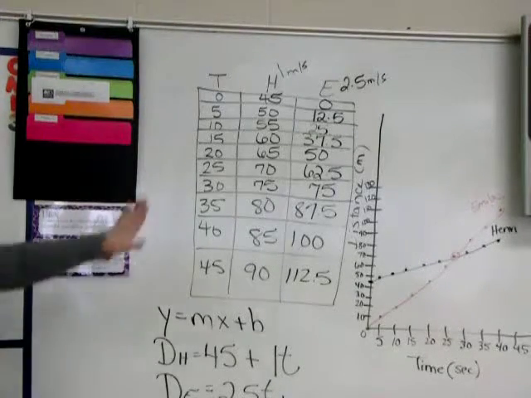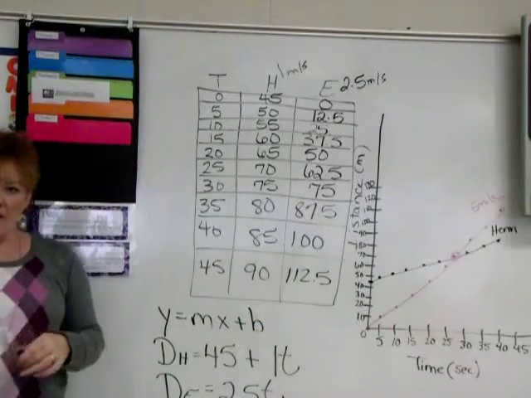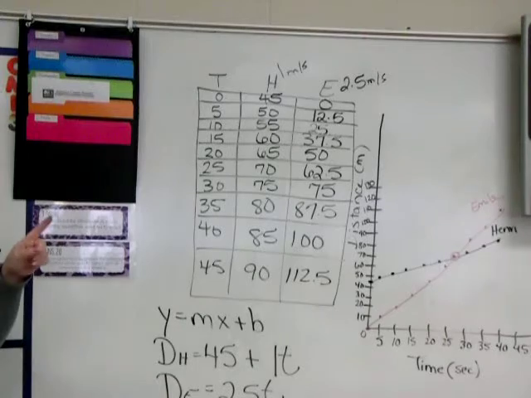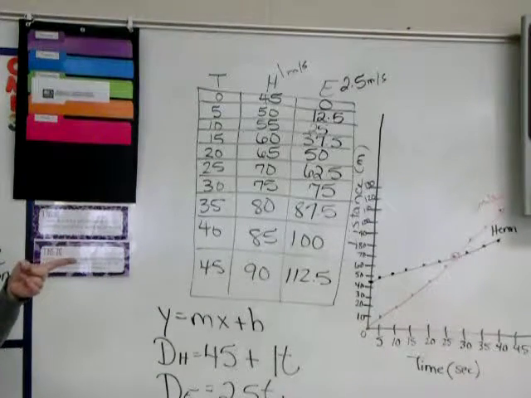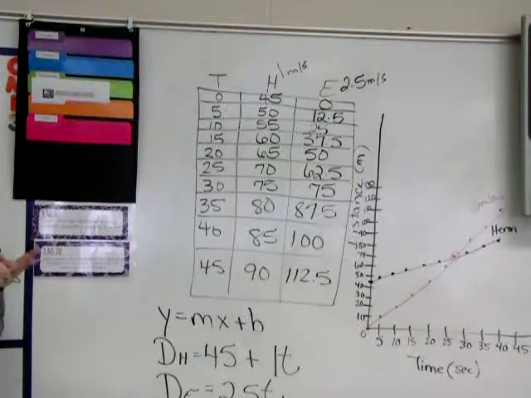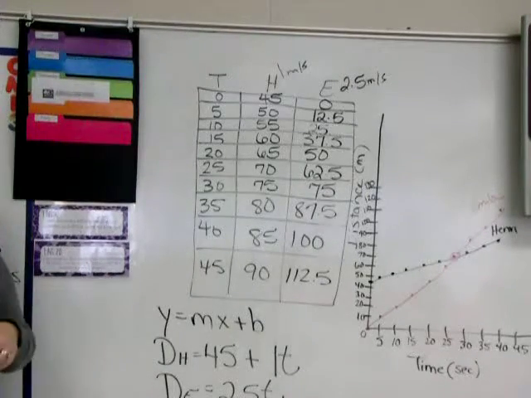It's A1, A2, and A3. It says draw a table. That's filling in the table on the back. It says draw a graph. We did that on the back. It says write an equation.